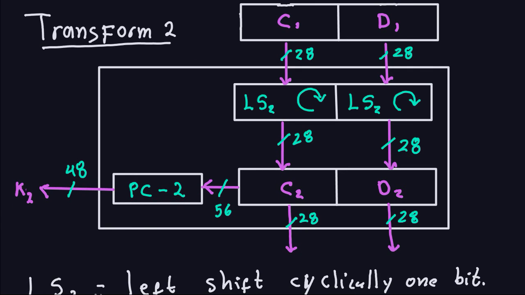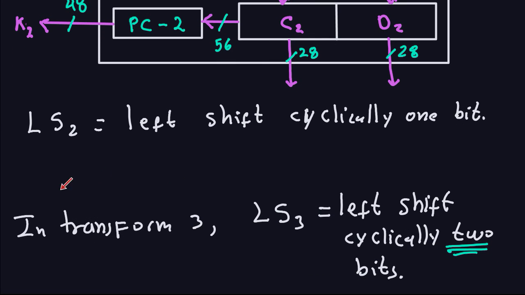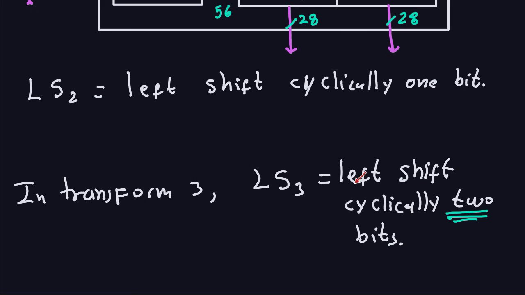And then I do the same thing, so I get a block of 56 bits after that shift for the individual blocks. I get my 56-bit block, and I do again the same permutation, PC2, to get my 48-bit block, and of course that's going to be the subkey number 2. Now, as I mentioned, this LS2 is a left shift cyclically 1 bit, but transform 3 is the first transform that's a 2-bit left shift. So the LS3 will be a left shift cyclically 2 bits.